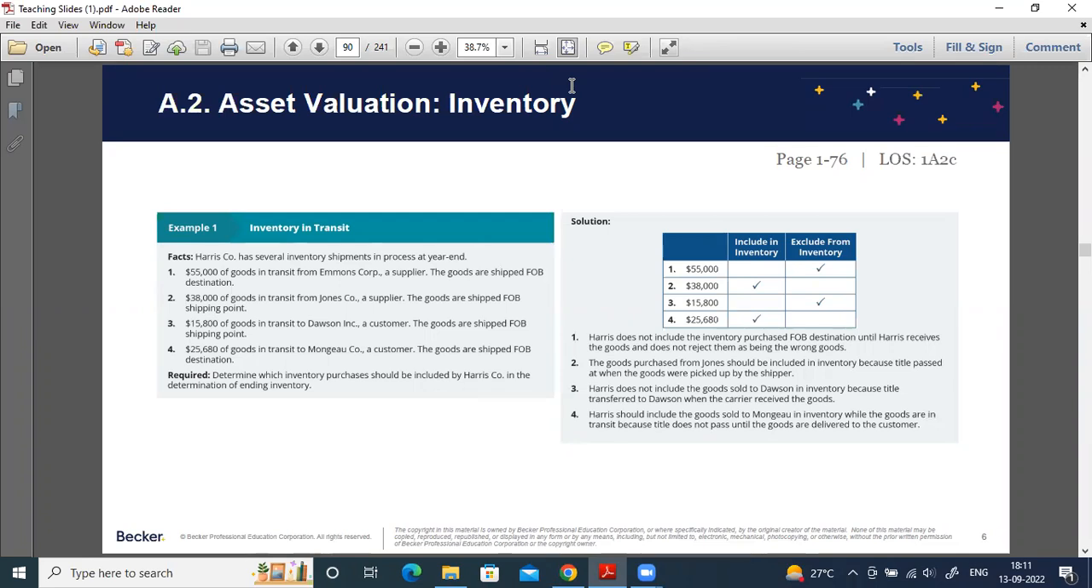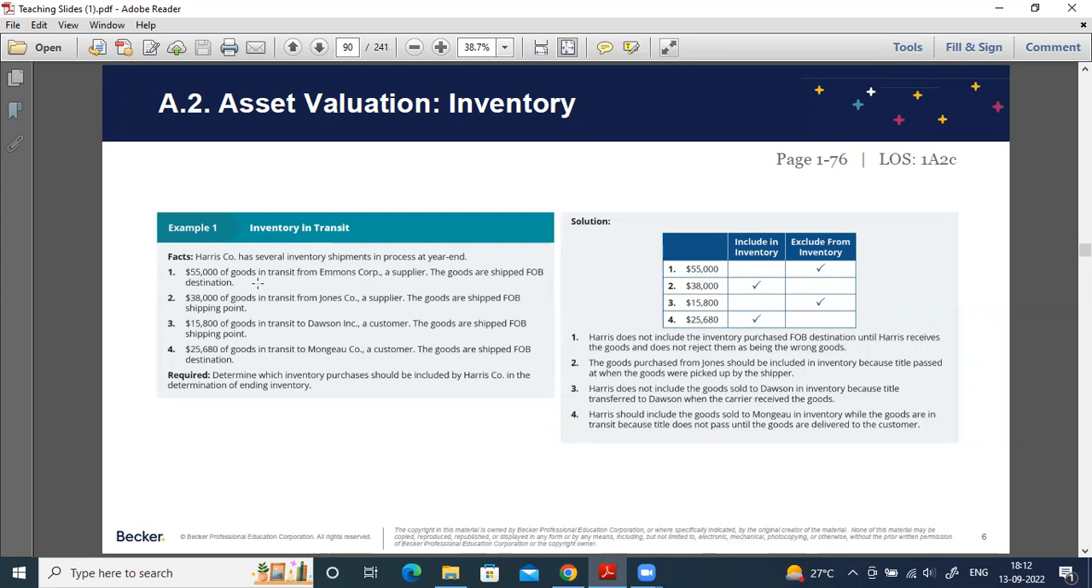No, sir. You didn't understand? See, here the statement says 55,000 goods in transit from Emission Corporation. It means our company. What is our company here? Harrisco. This Harrisco company purchased 55,000 worth of goods and these goods are in transit.